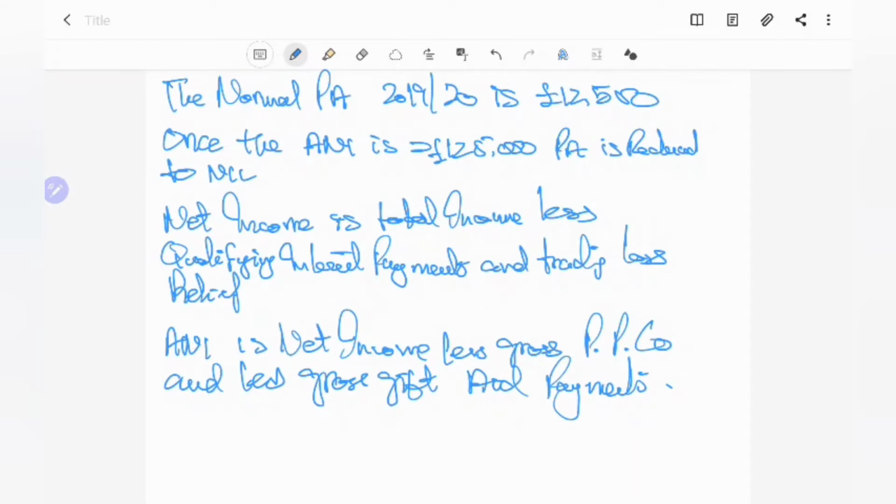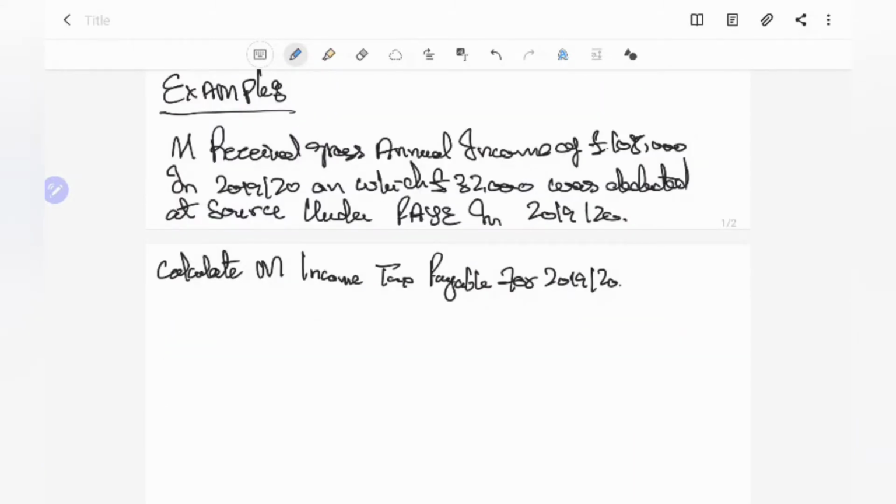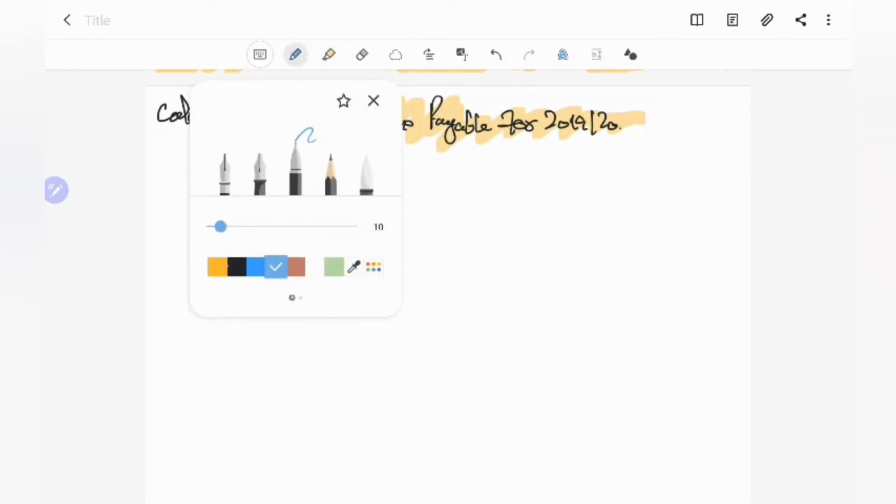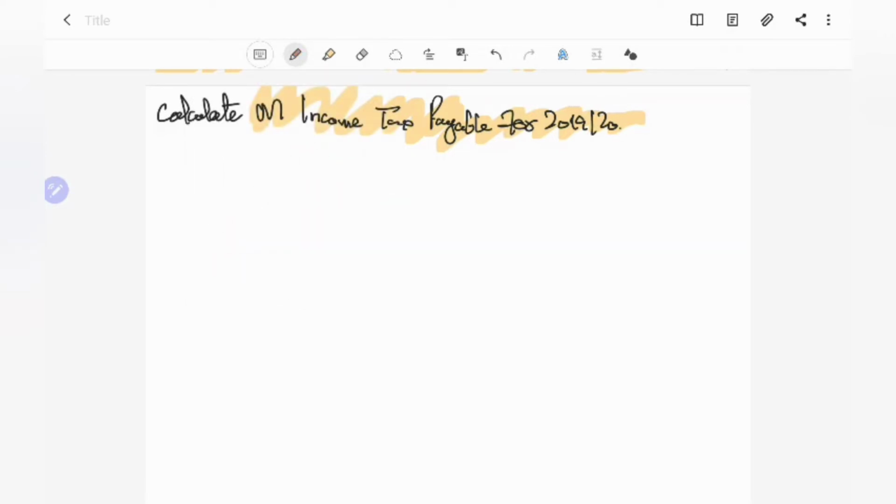So far so good. Now let us look at the example. M received gross annual income of £108,000 in 2019 and 20, on which £32,000 was deducted at source under PAYE in 2019 and 2020. Calculate M's income tax payable for 2019 and 20. So let's get back to the example and see how to do that.